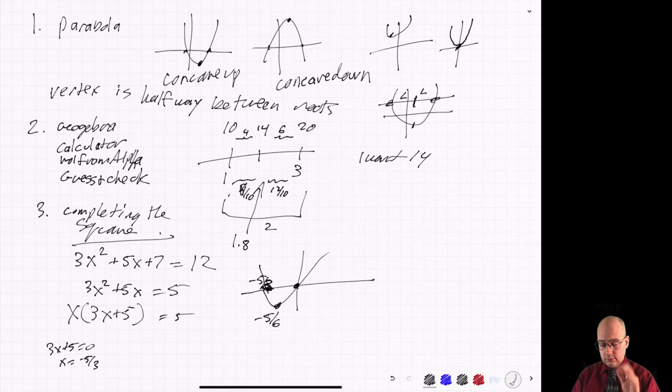Now, my claim, and it's true, is that if you write 3 times the quantity x plus 5/3 squared, and you square it out, you will get the 3x squared plus 5x part, and then there's some other constant part. Now you can compute that and figure out the difference. If you look at completing the square by conventional methods, it's kind of messy. But here's the trick, right? So I know that this thing is at minus 5/6. I also know that the length between here is 5/6, and the length between here is 5/6.